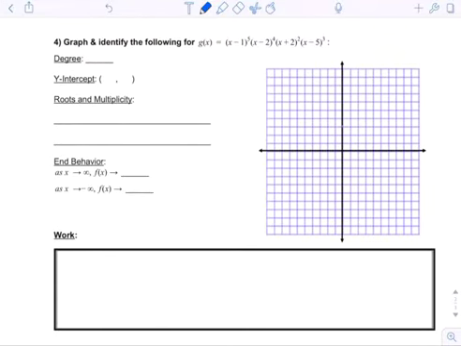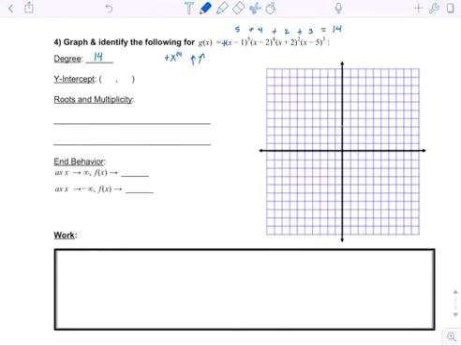Alright, for 4, we have factored form. So we first have to find the degree. Degree of 5, degree of 4, degree of 2, and degree of 3. Remember, when you're in factored form, you have to add up all your degrees. So we're going to have 14. And right here, we're noticing it's a positive. So that means it's going to be positive x to the 14th, which is positive even, so it's going to go up, up.